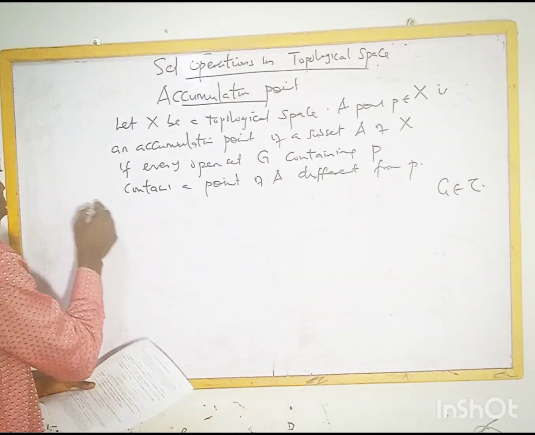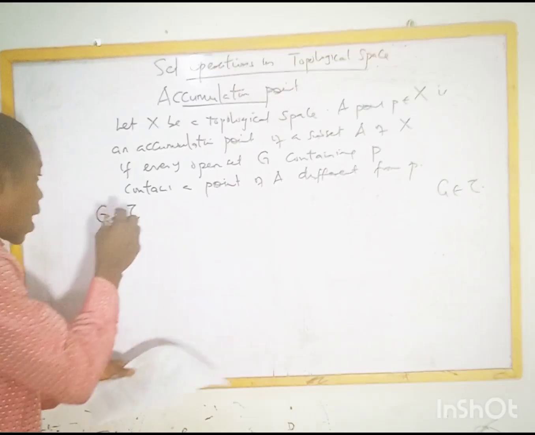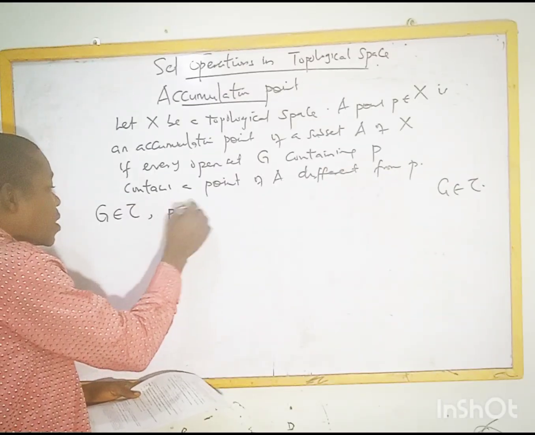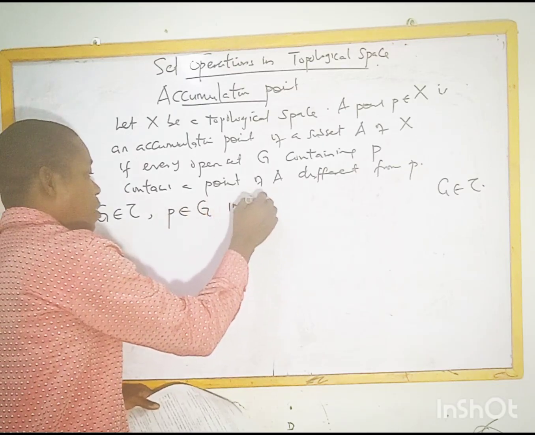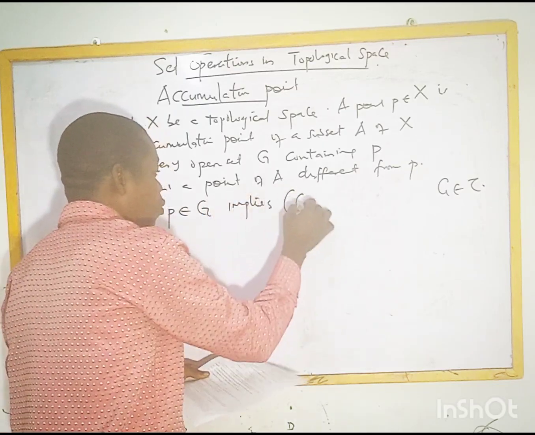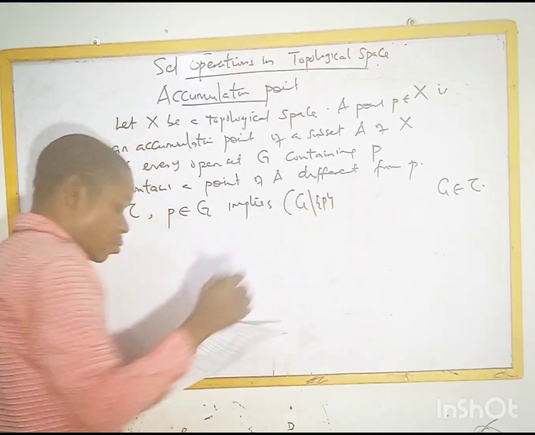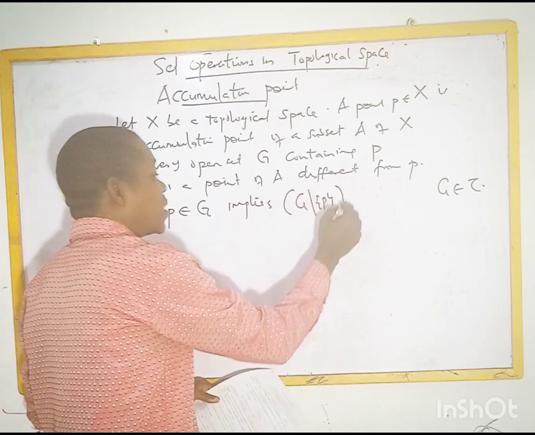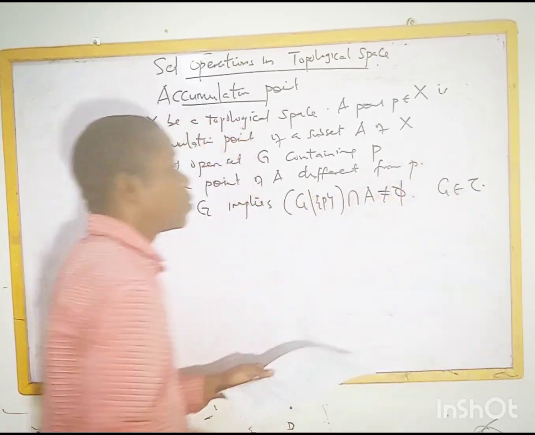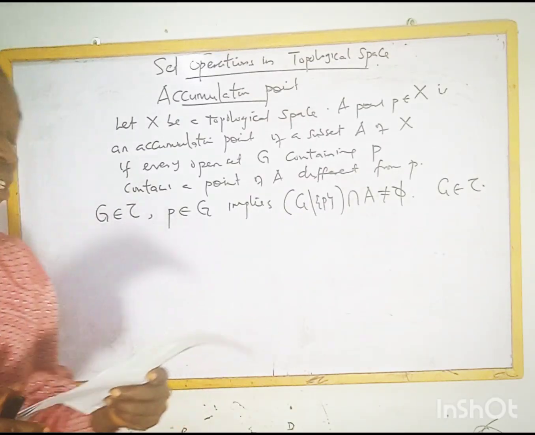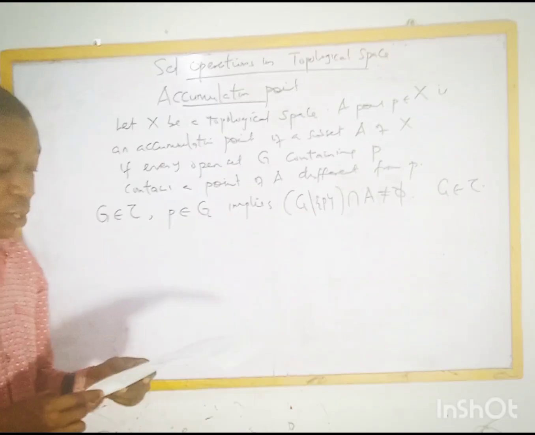What do we mean? If G is an open set and P is in that G, then it implies that if you remove P from G, the intersection with A must not be empty. When it's not empty, then we can say that P is an accumulation point.